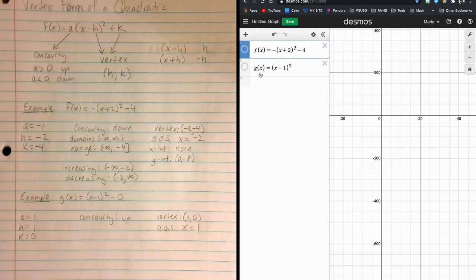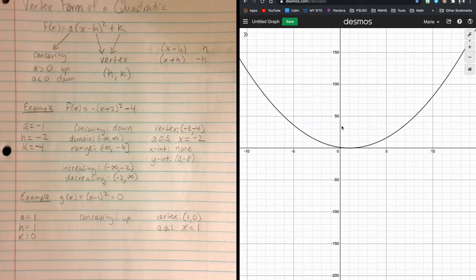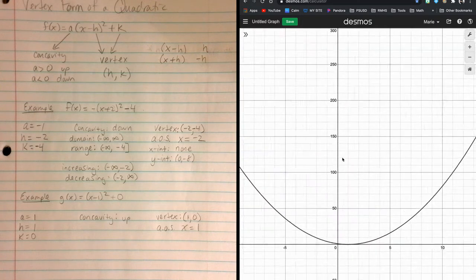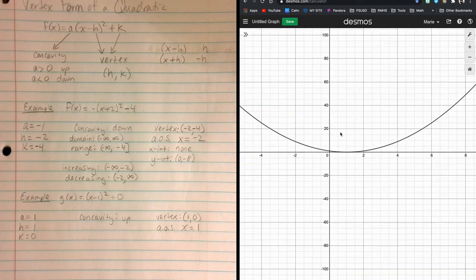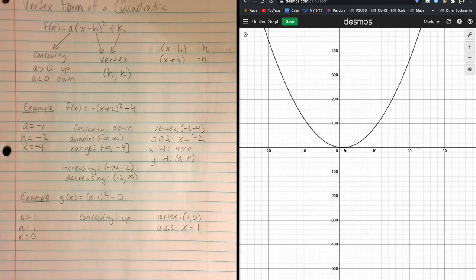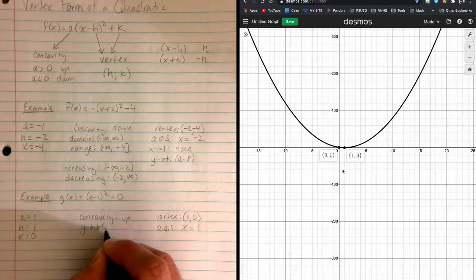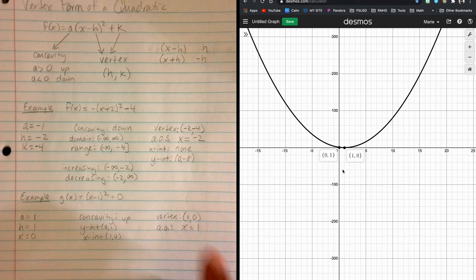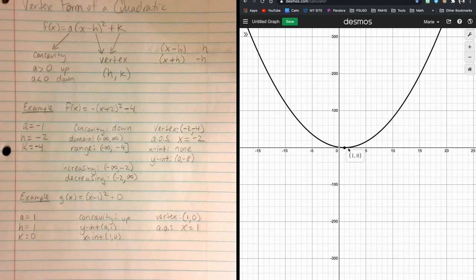Now I'm going to go to my Desmos and graph it to get other characteristics and values. So it's concave up like we thought. It's definitely very wide. Okay. So here is my x-intercept and there's my y-intercept. So the y-intercept is 0, 1, and notice my vertex is the exact same thing as my x-intercept. That can happen. So let's turn that off.